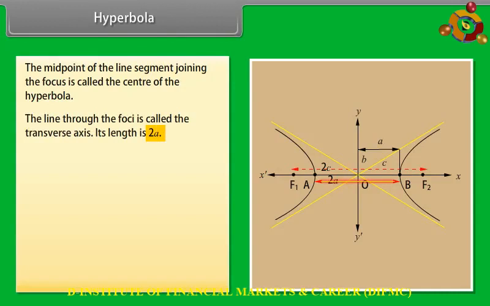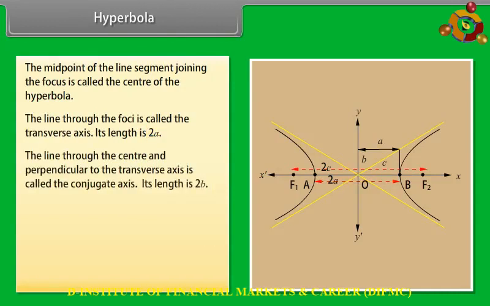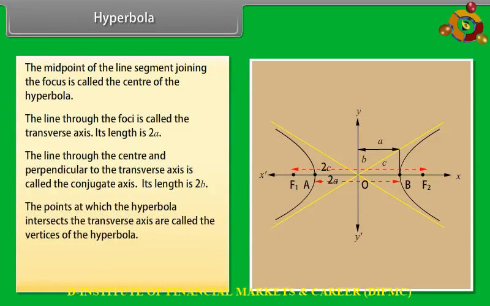Its length is 2a. The line through the center and perpendicular to the transverse axis is called the conjugate axis. Its length is 2b. The points at which the hyperbola intersects the transverse axis are called the vertices of the hyperbola. The distance between the two foci is denoted by 2c.